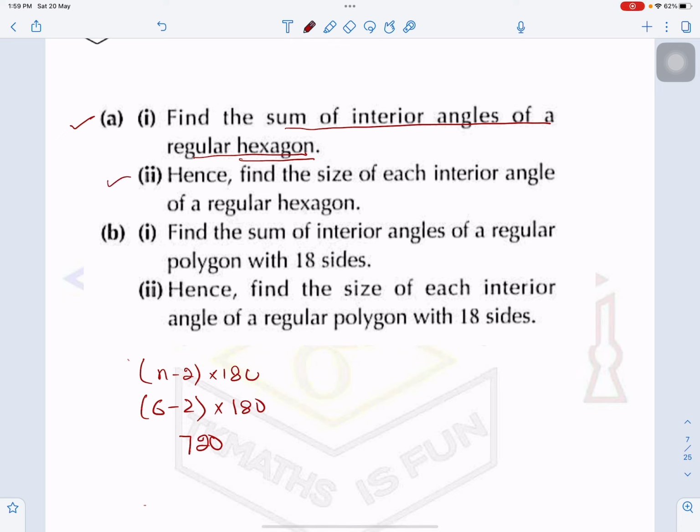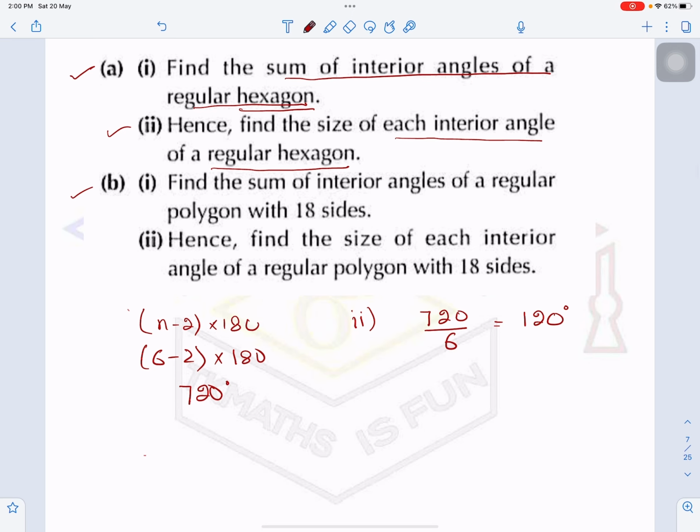Next part, find the size of each interior angle of a regular hexagon. Regular means all sides have the same length, all angles are equal. So what will you do now? Easy. Just divide the sum of the angles by 6 and you will get the answer, which is 120 degrees. Agreed? Now let's try part B1. I will give you a chance first of all, or you can pause the video and try it.